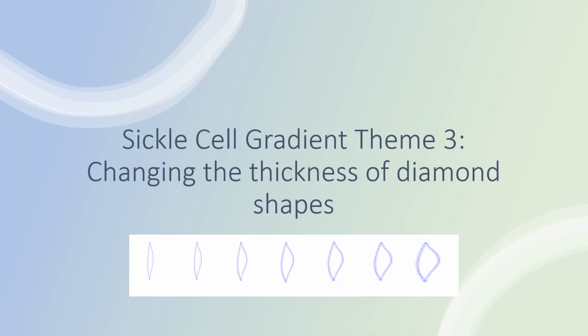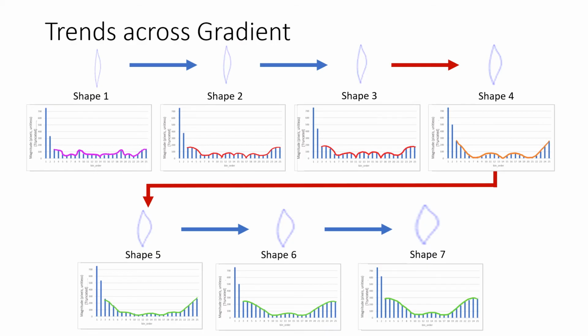In the third gradient theme, the thickness of diamond shapes was varied. All graphs for this gradient theme are shown here. In this gradient, the thin shapes, shapes 1 to 3, have high-frequency sinusoidal FFT plots. By contrast, the thick shapes, shapes 5 to 7, have smoother FFT plots.